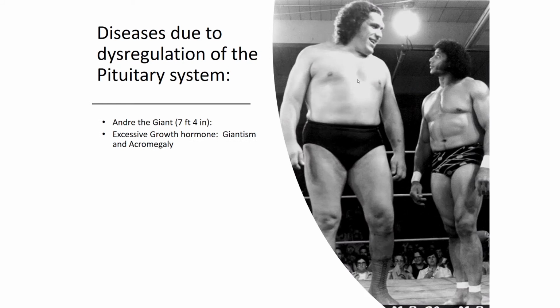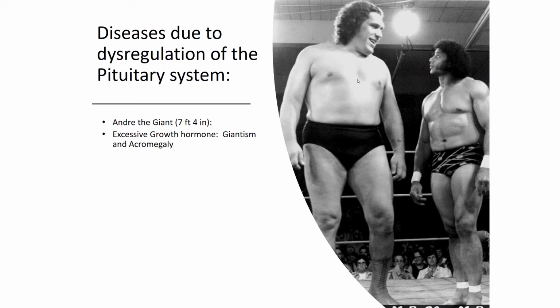So what happens when growth hormone is dysregulated? We have a great example in Andre the Giant. He was 7 foot 4 inches. If we look at this guy on the right, I can't remember his name, but he is 6'4", and you can see he looks almost miniature compared to Andre the Giant. Andre the Giant is not only taller, he's wider in stature, and they called him the Giant because he was a giant in stature, 7 foot 4 inches.